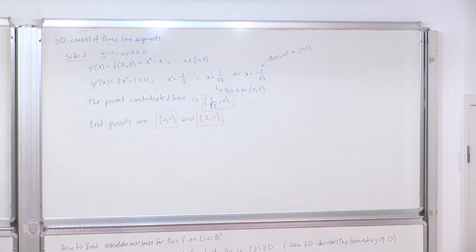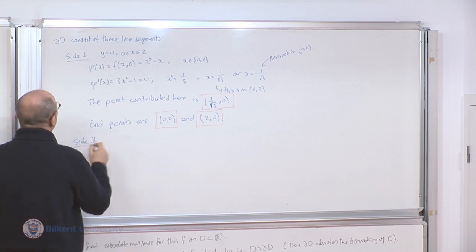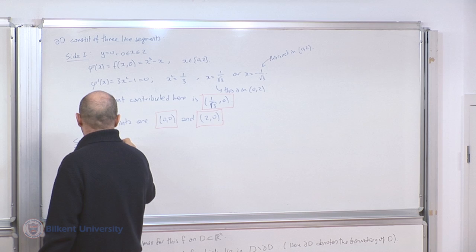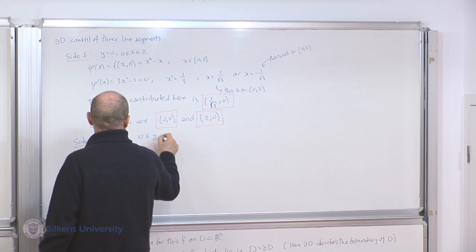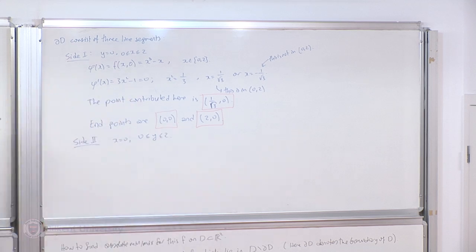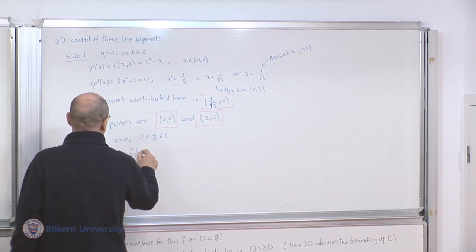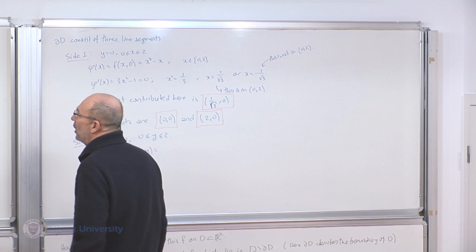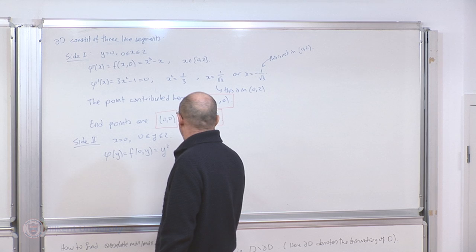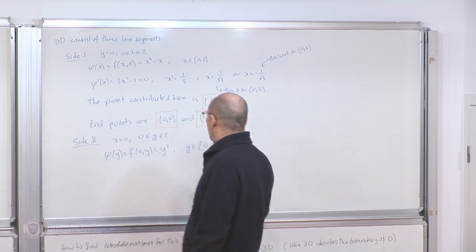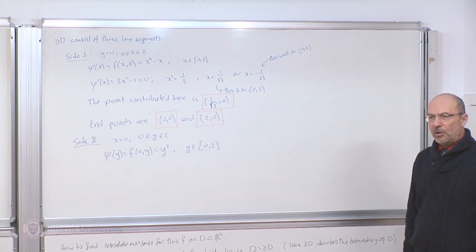Okay, so for the others, I'll just write the results. Side 2. Here x equals 0. Now y has to be between 0 and 2, so I use y as my parameter. So I can have phi of y equals f of (0, y). When x equals 0, this is y squared, and y is in [0, 2]. So you take its derivative. Its derivative does not vanish on the interior.